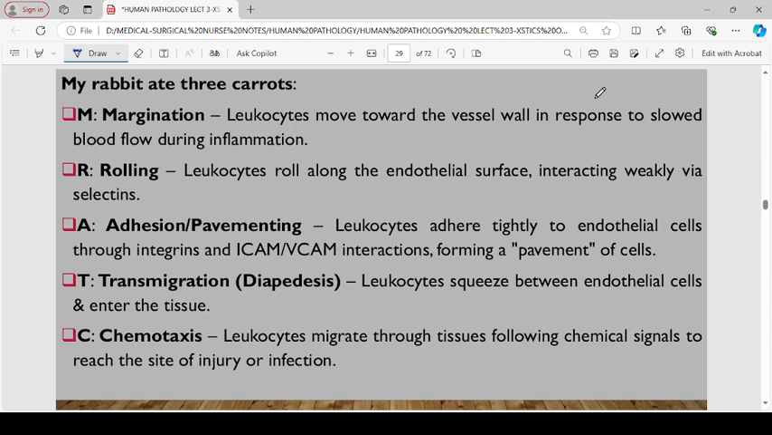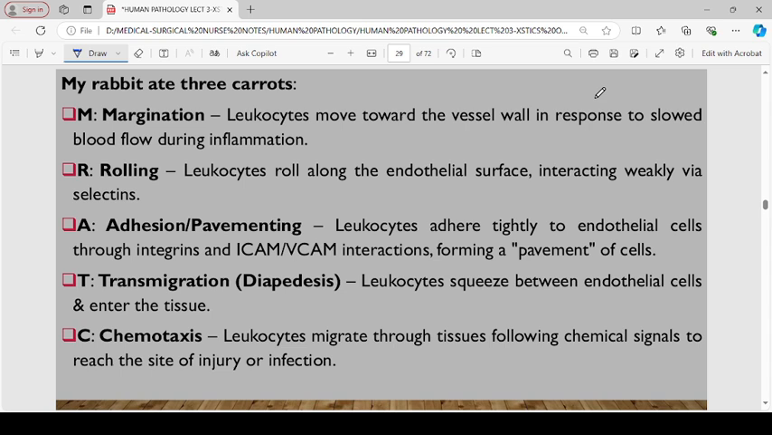In summary, we can say that there are several steps involved in leukocyte recruitment, and we can abbreviate them with the mnemonic "My Rabbit ate three carrots," where M stands for margination, that we have said is leukocytes moving towards the vessel wall in response to slowed blood flow during inflammation.